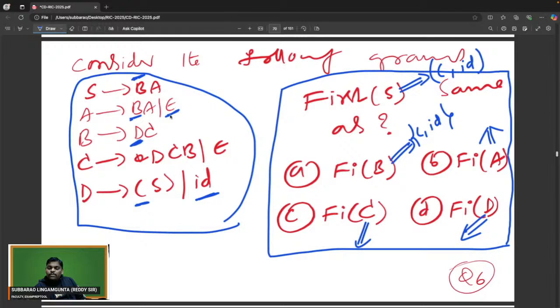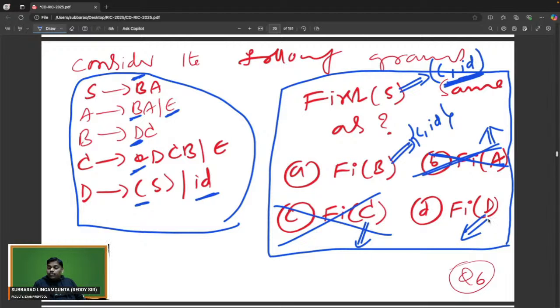Epsilon also will come, because here epsilon is coming, no need to bother. First of A is first of B, comma, epsilon, but you don't have epsilon in the options, so that is the reason B is cancelled. Let's go to first of C. What is the first of C? First of C is equal to star operator. So no need to calculate, because in our answer, there is no star.